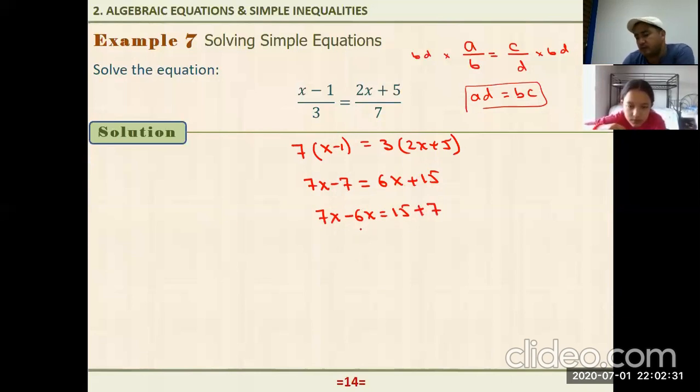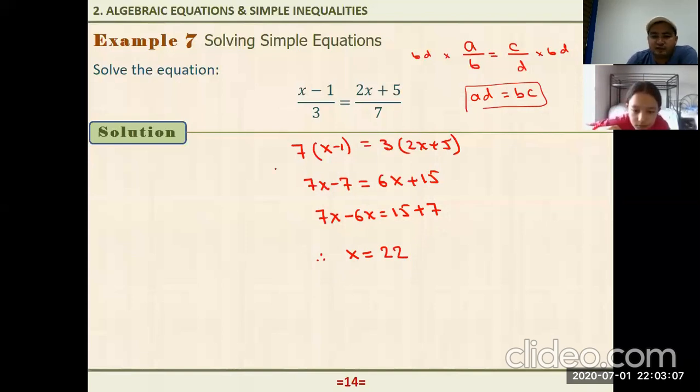7x minus 6x, what is it? Wait, this is subtraction, right? 7x minus 6x is 1x, or x. So x equals 15 plus 7, which is 22. That's all. That is the answer.